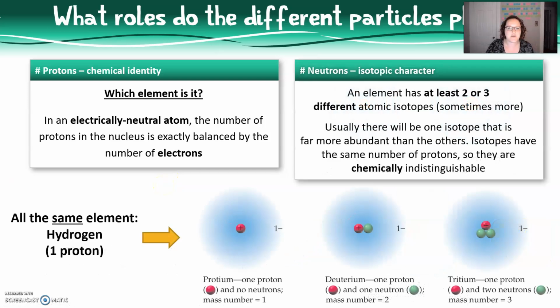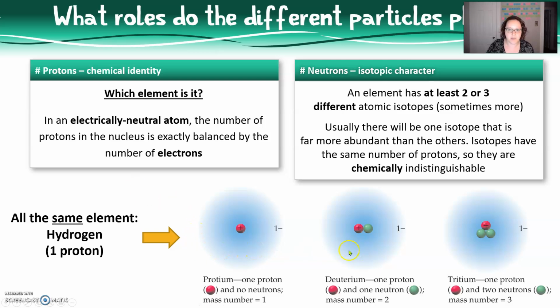The neutrons in the nucleus play the role of giving an element its isotopic character. Every element has 2 or 3, or actually sometimes even more, different atomic isotopes, where the number of protons is the same in each, but the number of neutrons varies. For 2 atoms to be considered isotopes of the same element, they must have the same number of protons.